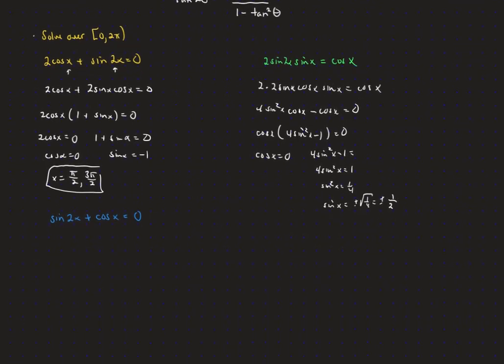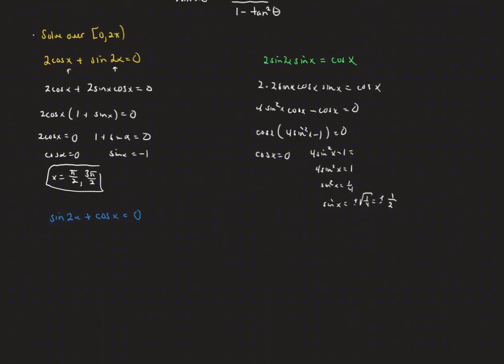I'm going to slide this up. So from the cosine x equals 0, that is going to give us pi over 2 and 3 pi over 2. Now sine x is a half at pi over 6. It's going to be a positive or a negative half in each of the 4 quadrants with a reference angle of pi over 6. So that'll be 5 pi over 6 in quadrant 2, 7 pi over 6 in quadrant 3, and 11 pi over 6 in quadrant 4. So those are all solutions.